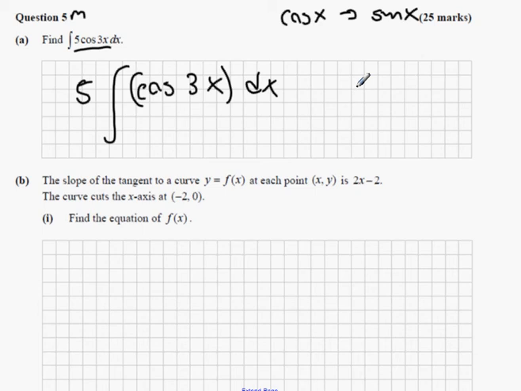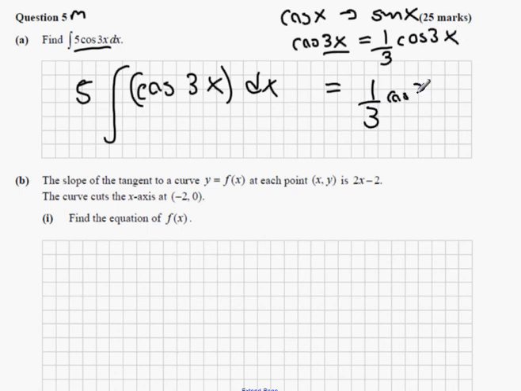So, the next thing is, if it's cos 3x, it's going to be 1 over the derivative of your angle. So it's going to be 1 over the derivative of 3x, which is 3, and your angle is always unchanged. So it's going to be a third cos 3x plus c. And you're talking maybe 10 marks for that.